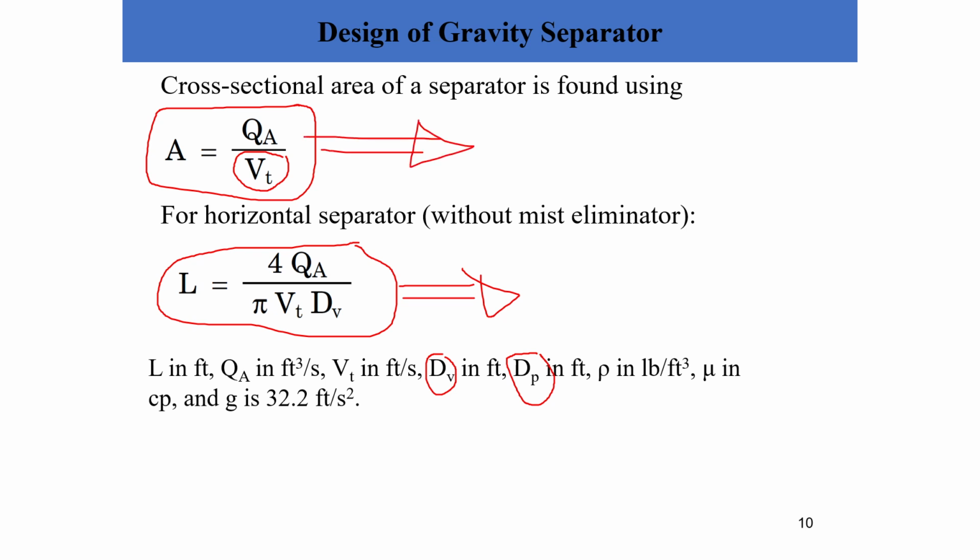But here you have to keep in mind that this formula is applicable if you have a separator with no mist eliminator, which we are going to be exposed to later on, and we're going to see what we mean by mist eliminator later on.